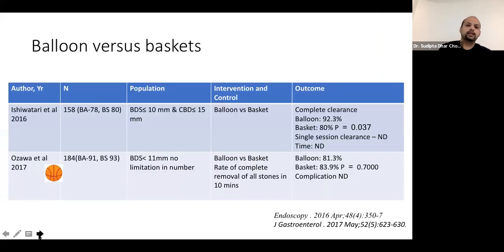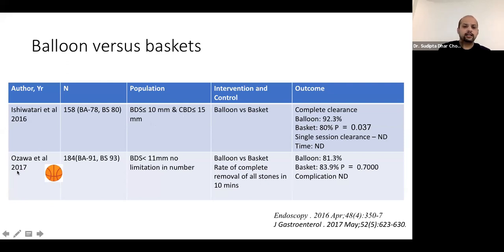Now, balloons have been compared to baskets, and there are two multi-center randomized controlled trials done in Japan in two subsequent years. One was in 2016, with 158 individuals. The population involved bile duct stones less than 10 millimeters and a CBD diameter of less than 15 millimeters. Complete clearance was higher in individuals who had attempted balloon extraction. However, the single session clearance was not significantly different in both the groups.